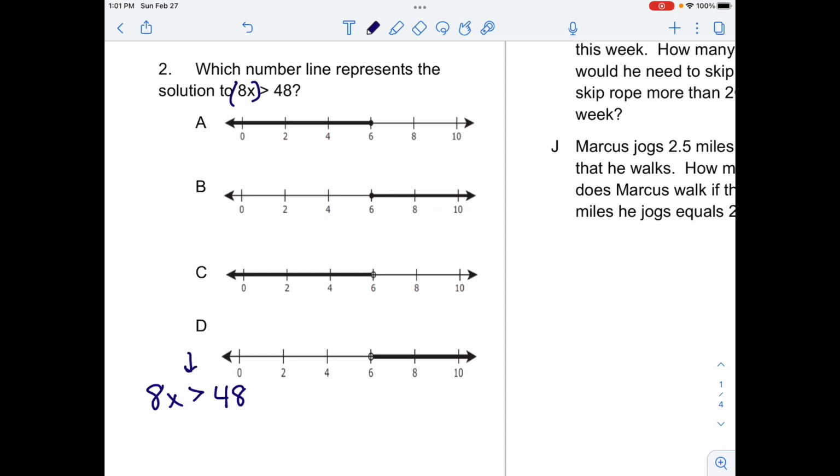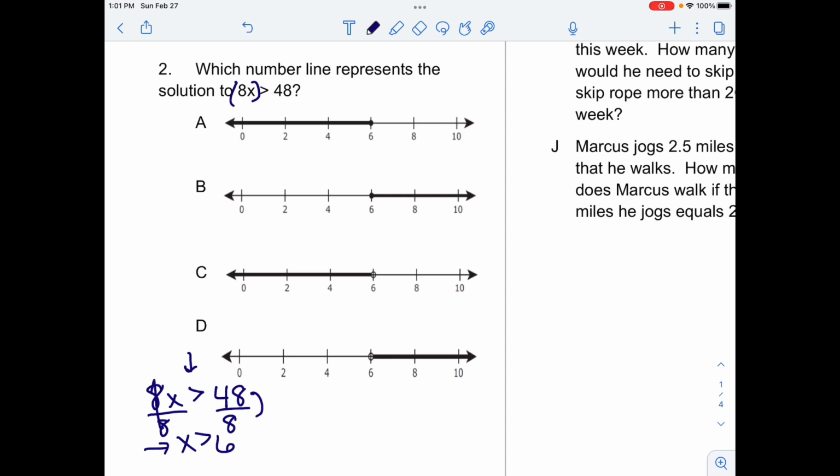So I'm going to divide each side by 8. 8 divided by 8 is 1, which leaves me with x. So I have x is greater than 48 divided by 8, which is 6. And so now we want to find out which number line represents the solution for x is greater than 6.